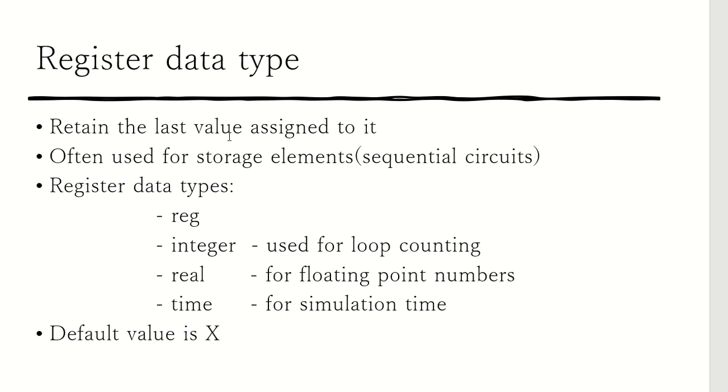The next one is the register data type. As I said, net data type can't store any value and it is driven continuously. Here, register data type can hold a value or retain a value that is assigned to it. So it is often used for storage elements like sequential circuits. Under register data types, there are many data types: reg, integer, real, time, which we discuss in the further slides. The default value of reg data type is X, whereas for net data type, it is high impedance state, as I said before.